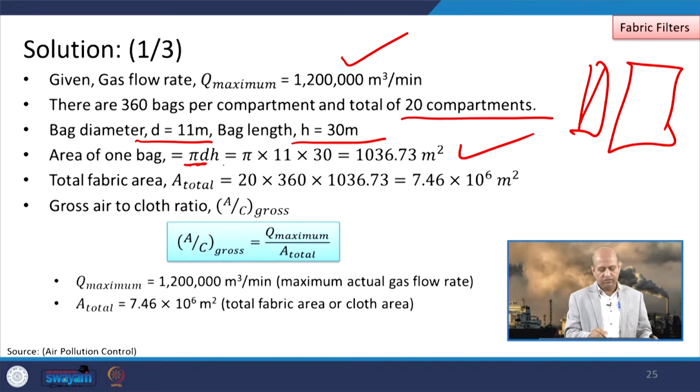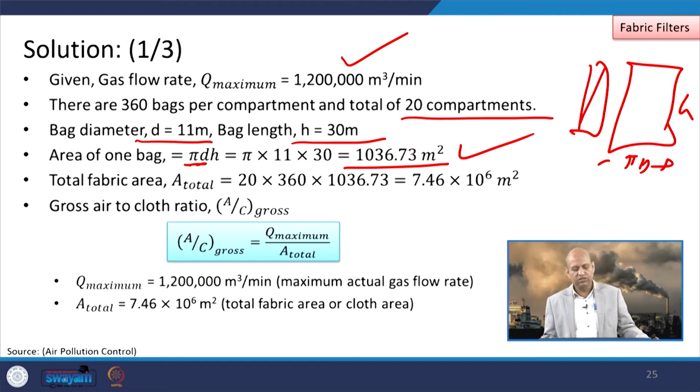So, that is why this height will be the length, you can say. So, pi d into h will be the area. This is h and this is pi d, okay. So, pi d into h will be the area of the one single bag, this is around 1036.73 square meter.